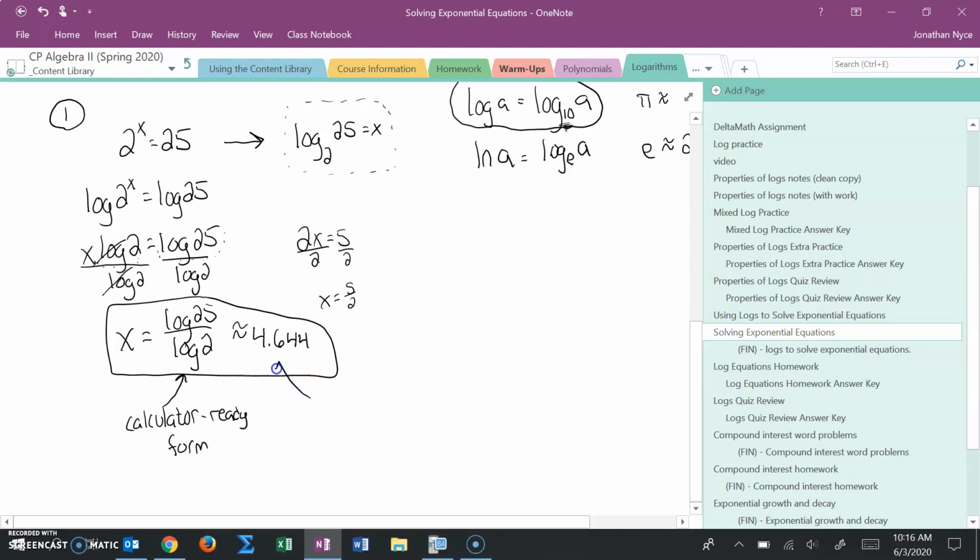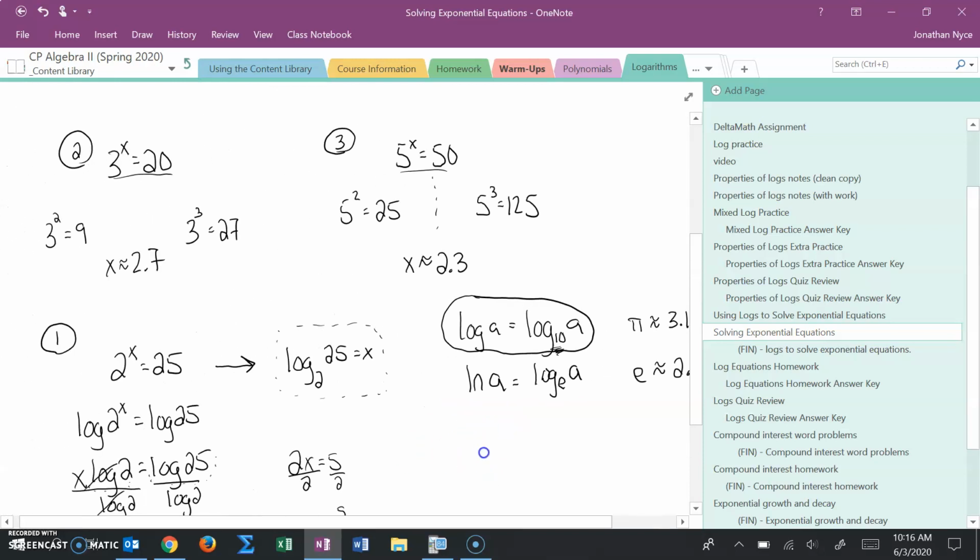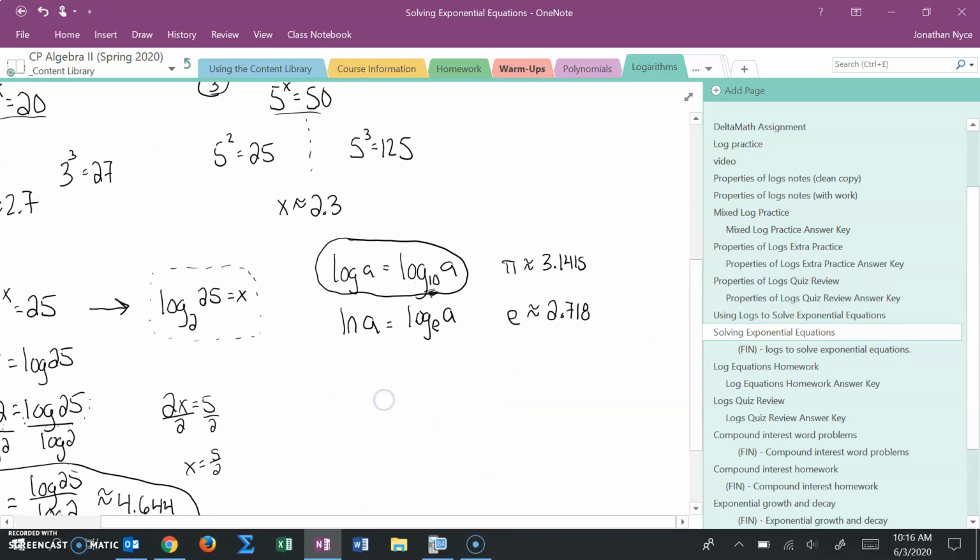And then this would not be an exact answer because, like pi, it's a decimal that goes on forever and ever. This would be our decimal approximation. I'll look at the other two examples real quick, and that'll be it for today. So 3 to the x equals 20.